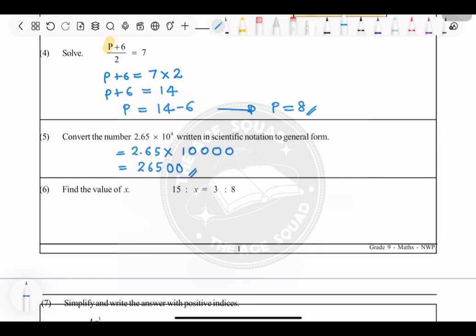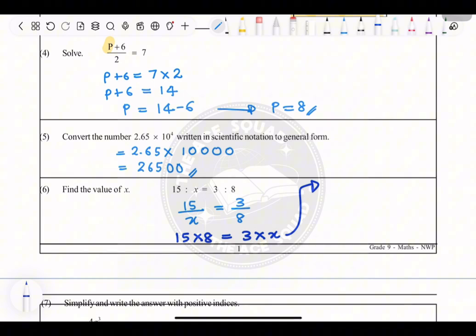Question number 6. Find the value of x. So you remember, in direct proportion, what do we do? We write this ratio as fractions. So 15 over x is going to be equal to 3 over 8. So you know we can do cross multiplication here. So then this goes here, this comes to the other side. So after cross multiplication, it's going to be 15 multiplied by 8 is equal to 3 multiplied by x.